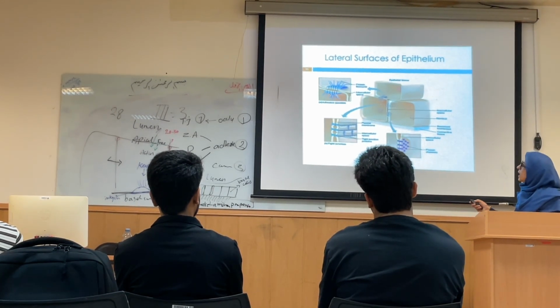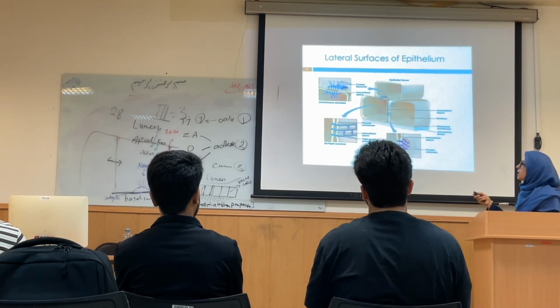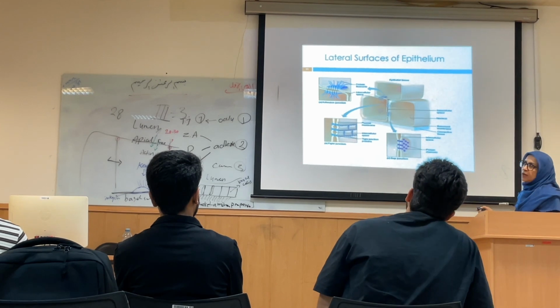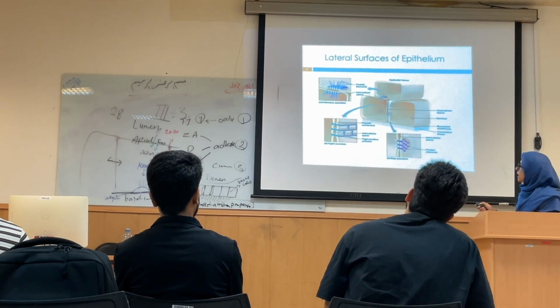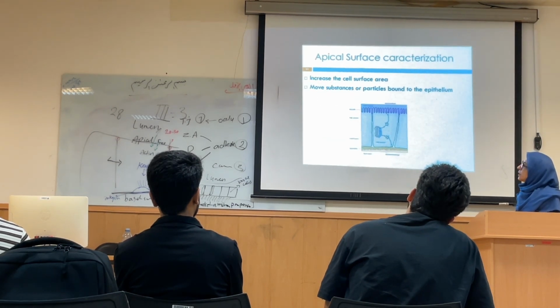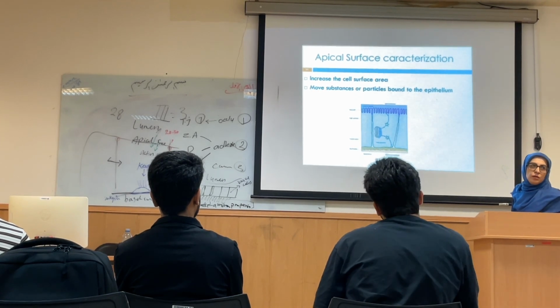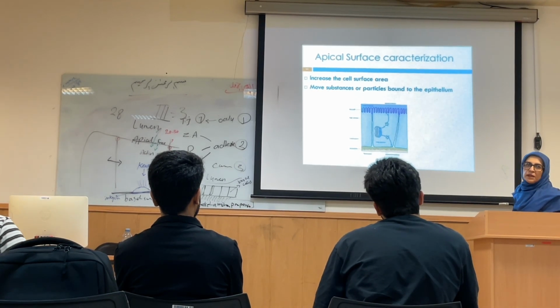In the zonula adherens, which acts as a belt, the cells are attached like a belt. The gap junctions are everywhere, connecting two cells together in the lateral surface. Any questions? Shall I continue? I think I will tell you about the apical surface, and then we have a rest.